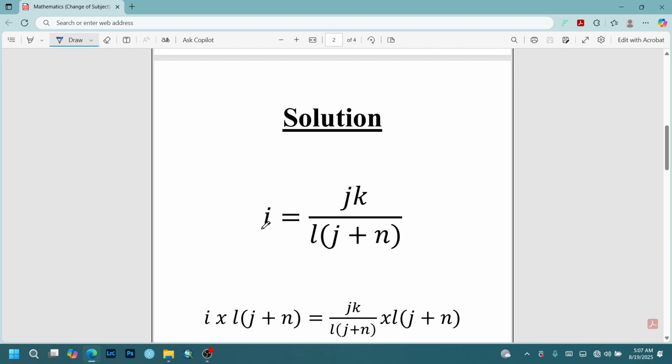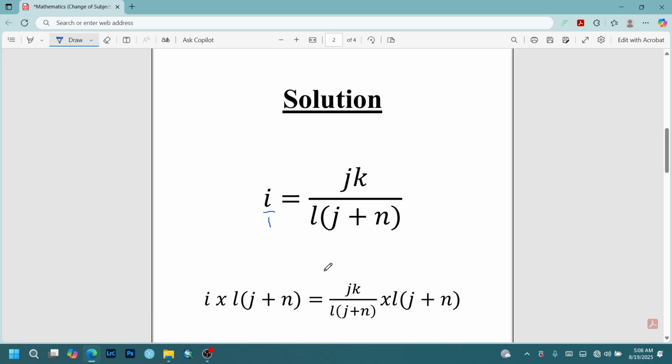Because this I has an invisible one. Every number is divisible by 1, right? An invisible one. So this one multiplying L multiplying J plus N will give you L multiplying J plus N, right? So that means L multiplying J plus N can go into 1. It can also go into itself, right? So that explains why it is the LCM.